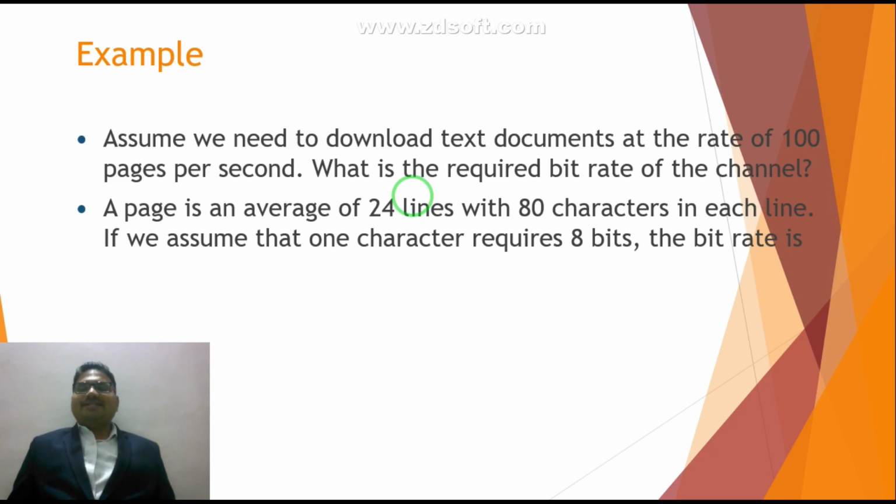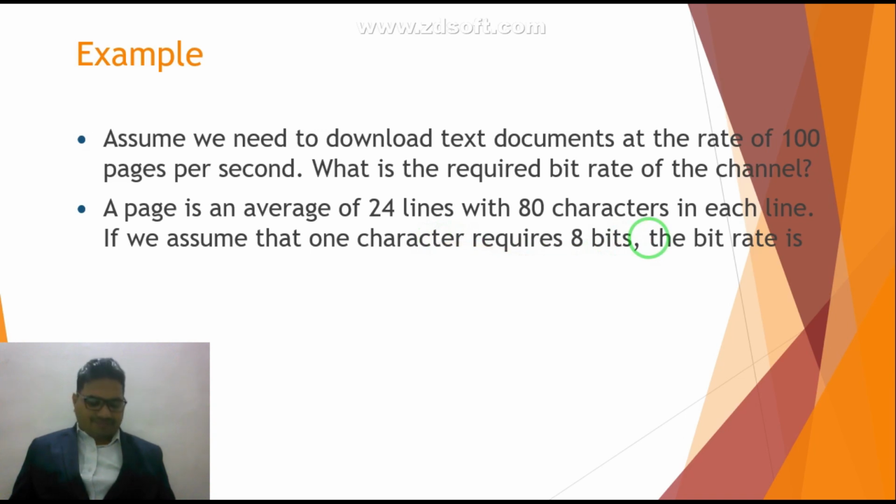Now assume, guys, we need to take one numerical. Assume that we need to download a text document at a rate of 100 pages per second. We need to download some PDF which has 100 pages per second. So what would be the bit rate of the channel? And if each page of that PDF has an average of 24 lines, and each line has 80 characters, and we assume that each character requires 8 bits, then what would be the bit rate, guys? Could you think?